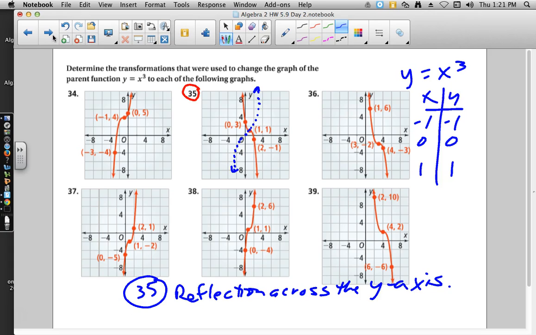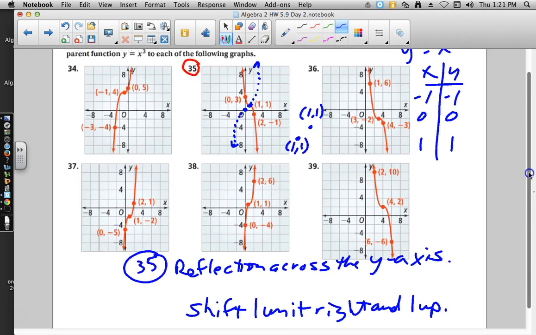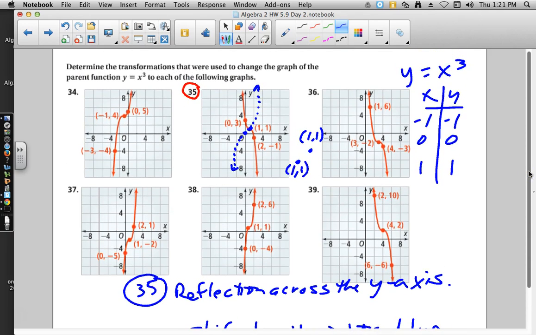And so I look at the center and I see that my new center for this graph is at 1, 1, and it used to be at 0, 0. And I think, well, how did they get the 0, 0 over here to 1, 1? Well, they slid it. They translated it. They went one to the right and one up. Shift 1 unit right and 1 up.